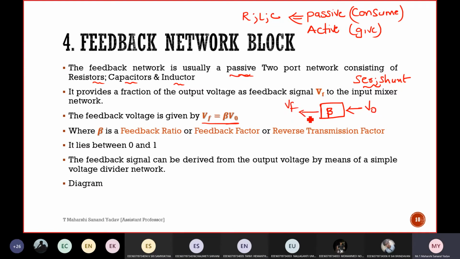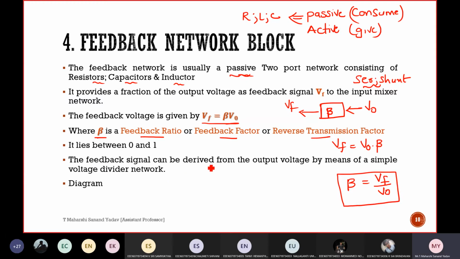This is VF. So here VF can be written as V naught multiplied with beta. So what is this beta? This beta is also called the feedback ratio, or feedback factor, or reverse transmission factor. So beta can be written as VF by V naught.